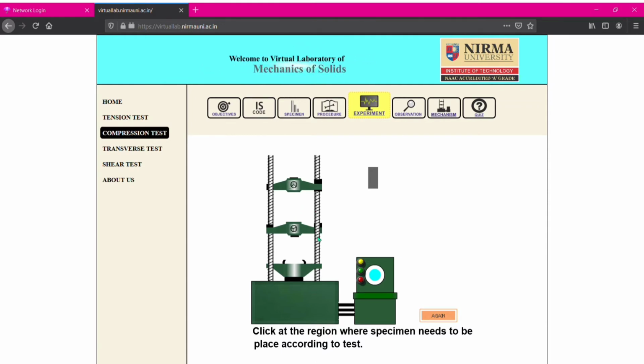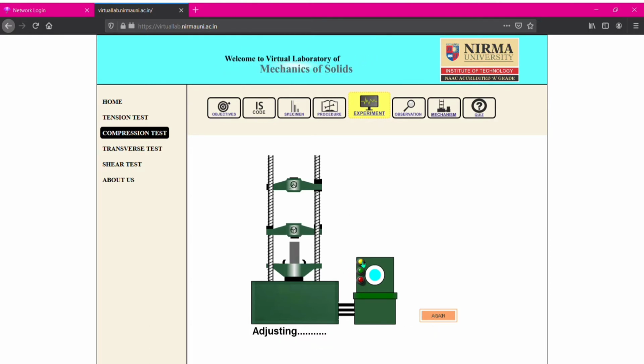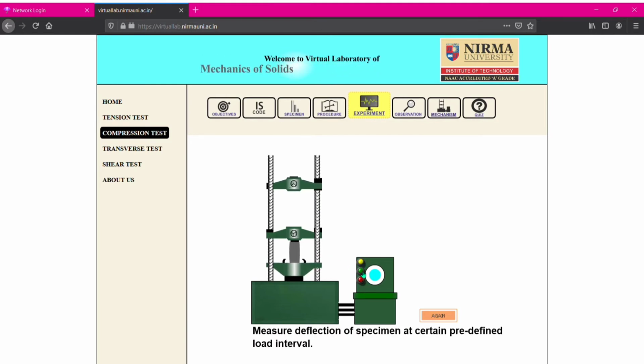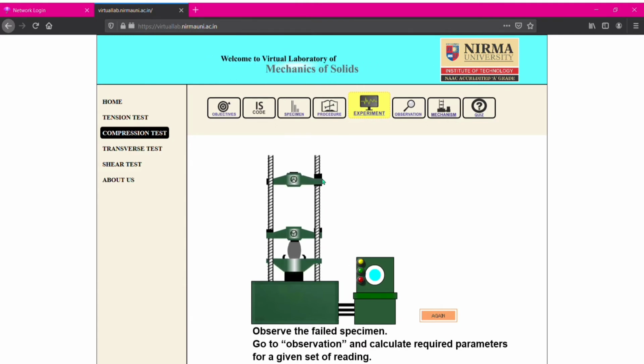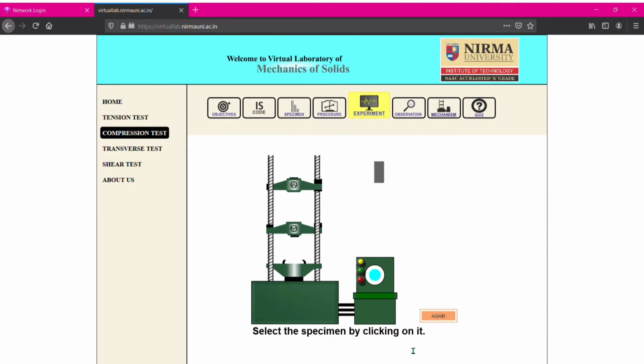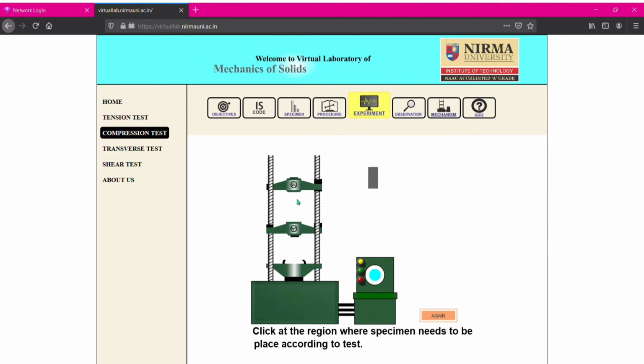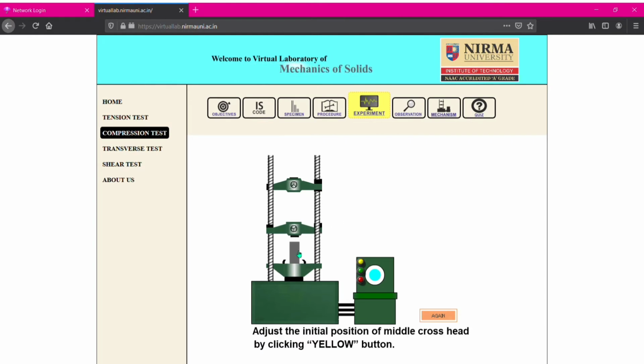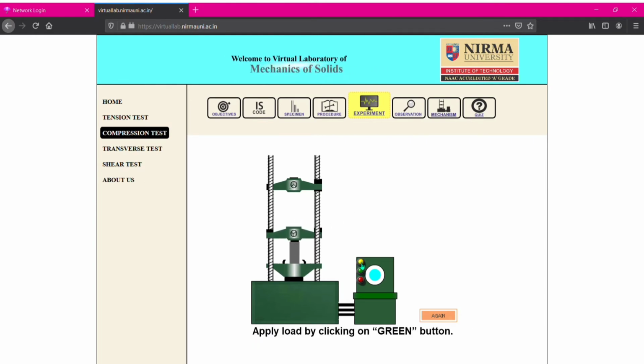Now for compression, where do you put the specimen? Of course, you will put it into lower head. Adjust the middle head, pressing yellow button as per the specimen, and now apply the load. Press the green button and observe the failure pattern. See, it's bulging. Why? Because it's ductile and its aspect ratio is less than 2. And this is the failure pattern for any such ductile material whose aspect ratio L by D is less than 2. See, it is bulging.